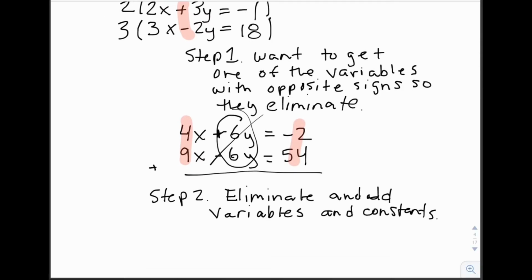So that will get us a positive 13x equal to a positive 52. So all we need to do now in order to solve for x is divide both sides by this 13. So x is going to be equal to a positive 4. So now that we found our x value, similar to our previous problem where we got our y value, we need to solve for our other variable, which is going to be y.